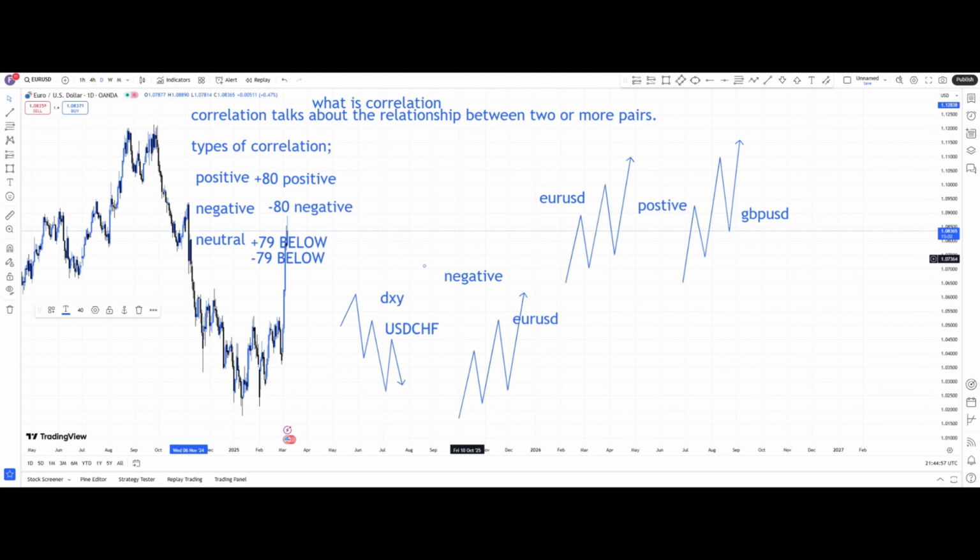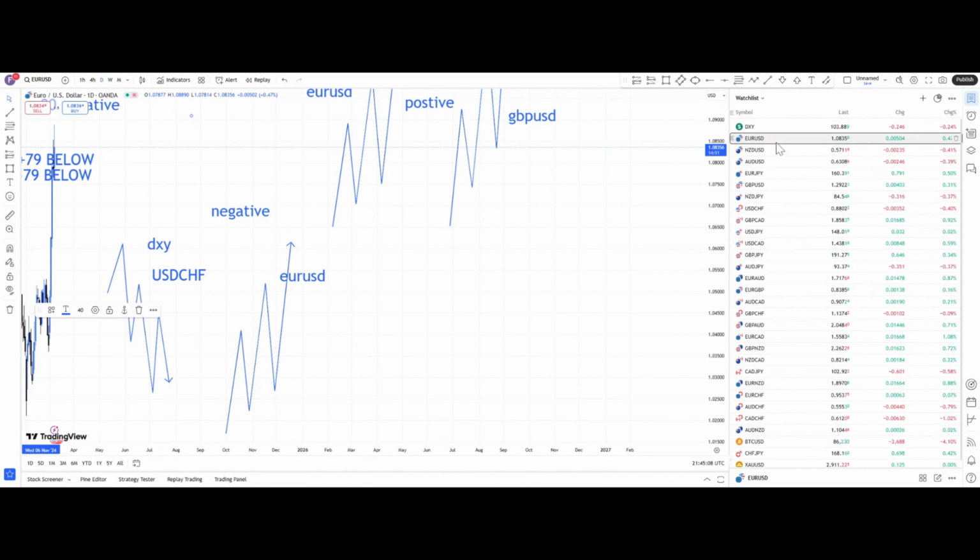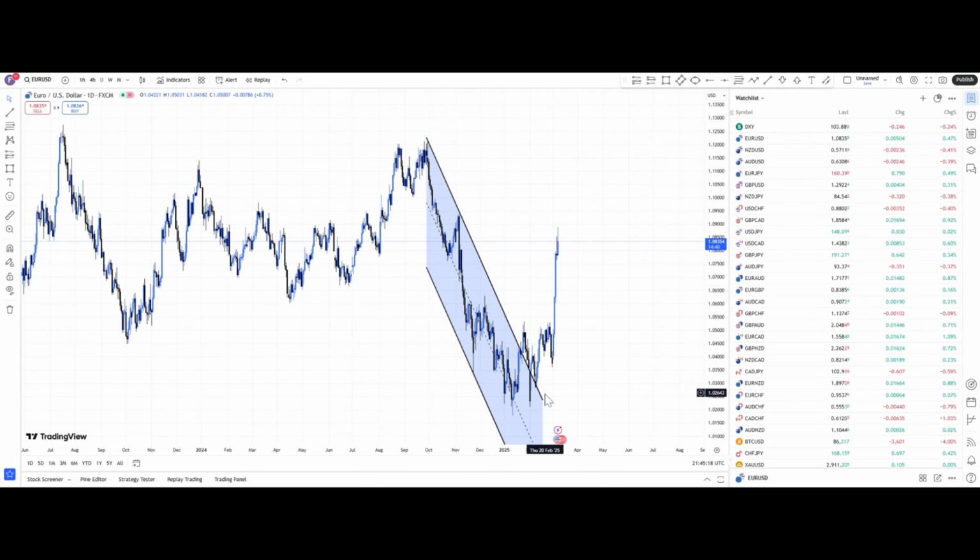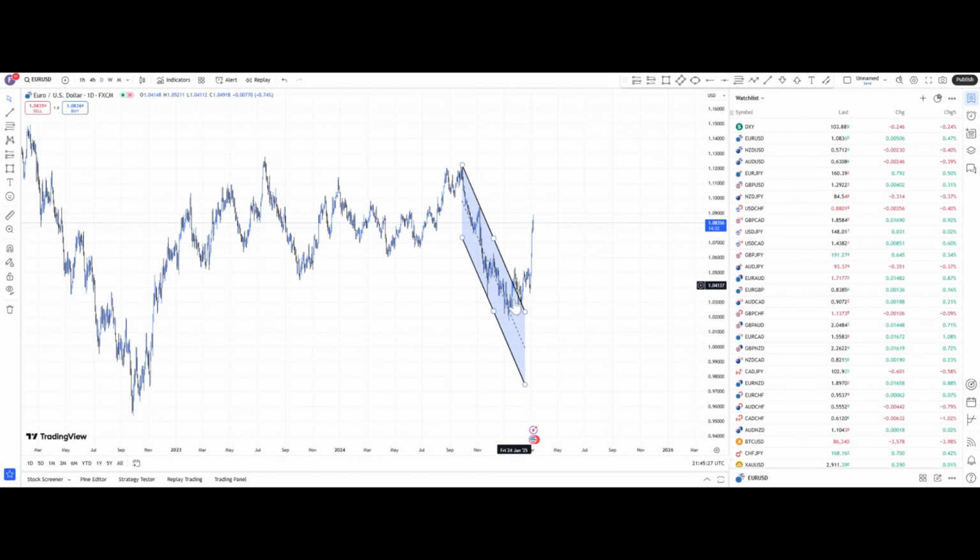So let's check a practical example before we go to another platform that will show us how to calculate the correlation, which is very easy. So for example, we can come to our watch list, and we can pick the Euro USD. Now we can see this is the Euro USD. We can see how the market is going upward. So after the tariff was unleashed, we can see that the US dollar is going down. That's why Euro USD is going up.